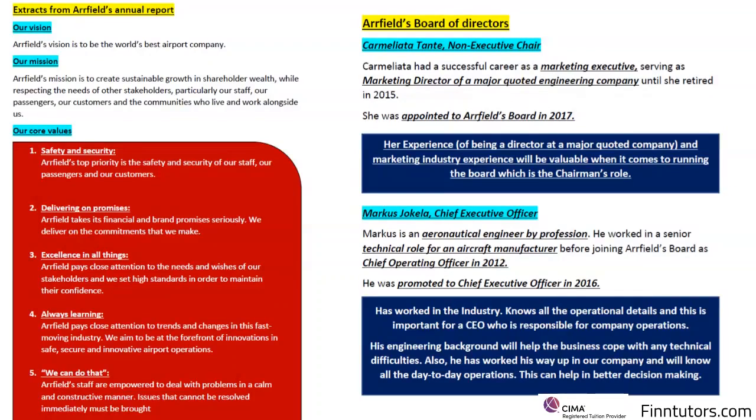have to use this again as part of your mocks, because at the end of the day we are trying to understand this pre-seen word by word, so that we can write a well integrated mock answer when we get there. How will we use it? I'll show it to you. So first we have Carmeliata Tante, who is our non-executive chairman.